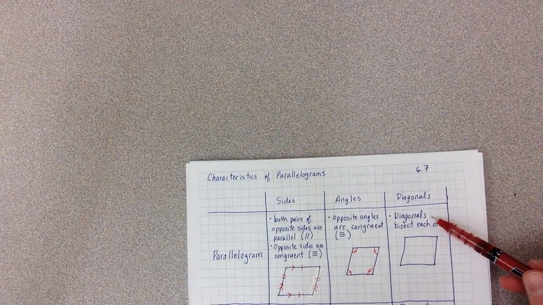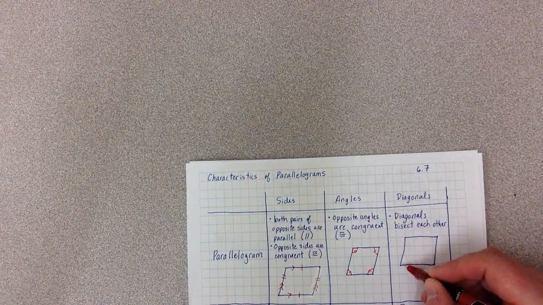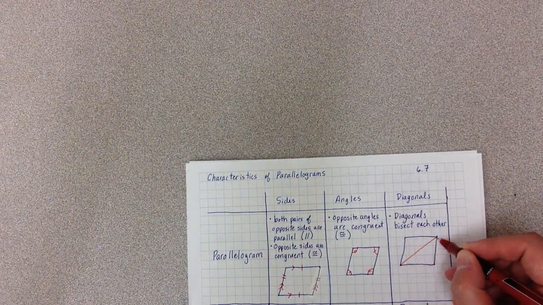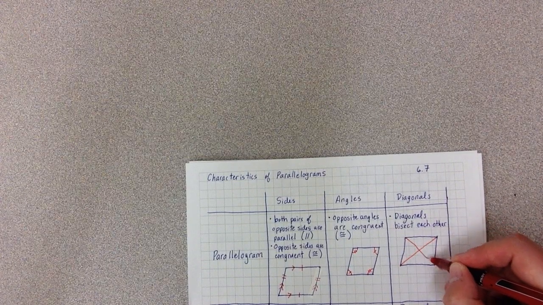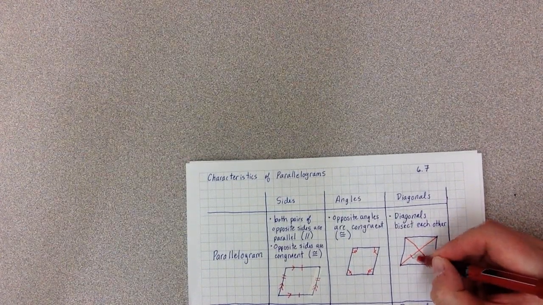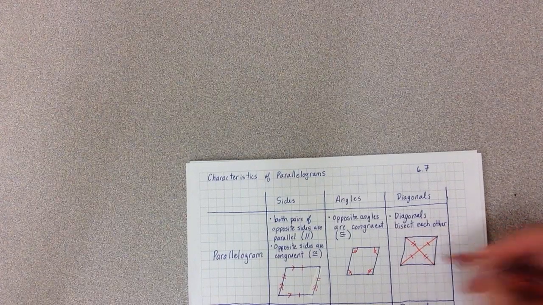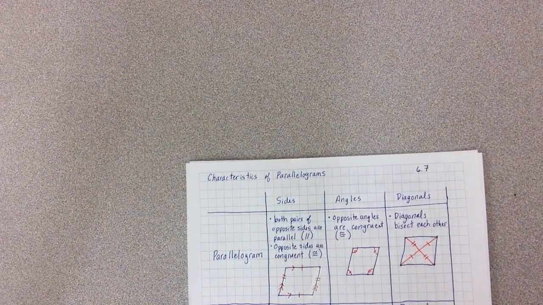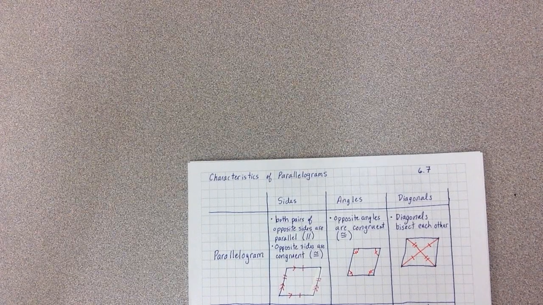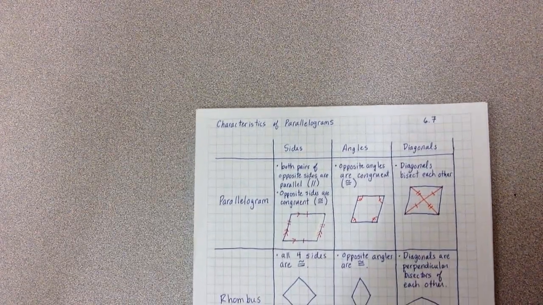And the last thing that we discovered is that diagonals bisect each other. So I have one diagonal, two diagonals, and bisect means cut in half. So these two pieces are congruent, and these two pieces are congruent. You then moved on and talked about rhombuses.